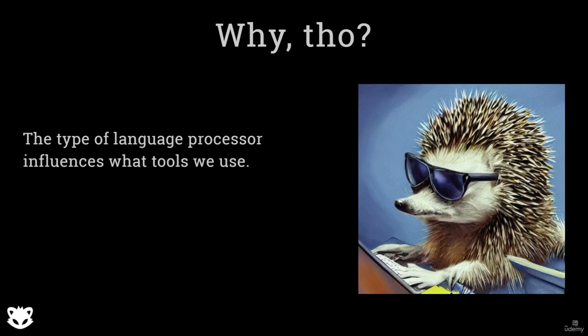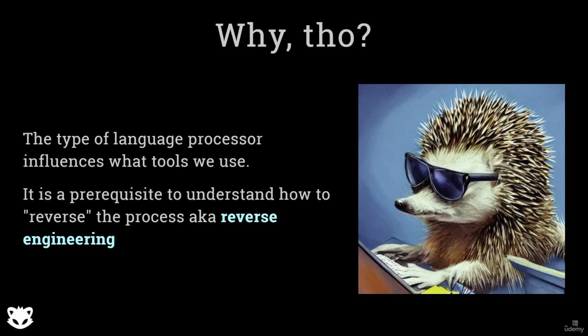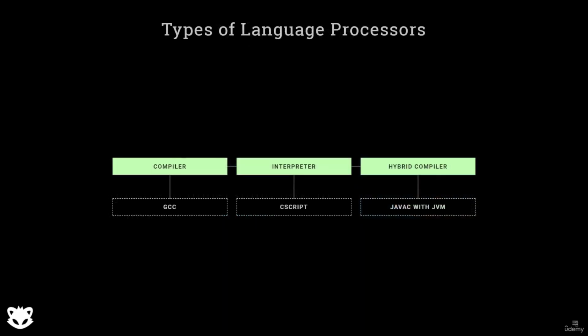The type of language processor that was used to create a file is relevant to the tools that we use to analyze this file. So in general, the process of reverse engineering is an attempt to reverse this process of compilation. So to understand how we reverse engineer something, we need to understand how this file was created in the first place. There are roughly three types of language processors. We have compilers, interpreters, and hybrid compilers, with the examples listed here, but we will look into each example in a little bit more detail.